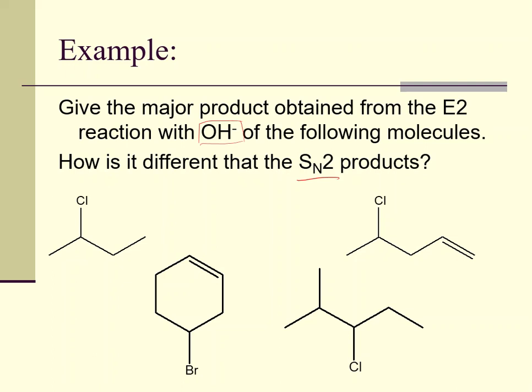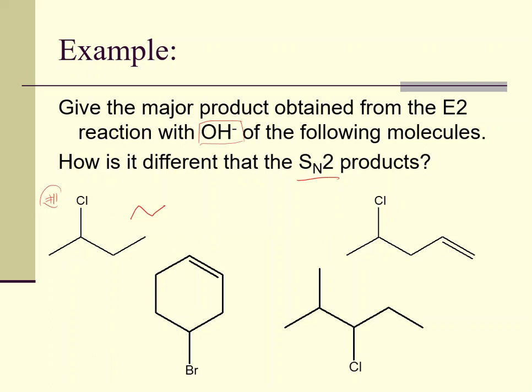So let's take a look at number 1. Let's focus on elimination first, and then we'll go through and do substituted products. This chlorine, and I'm just going to redraw it. There we go. So in elimination, we're going to erase the chlorine, erase the bond that happened, and we're going to draw a double bond.